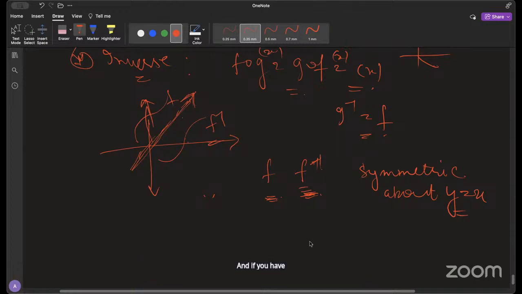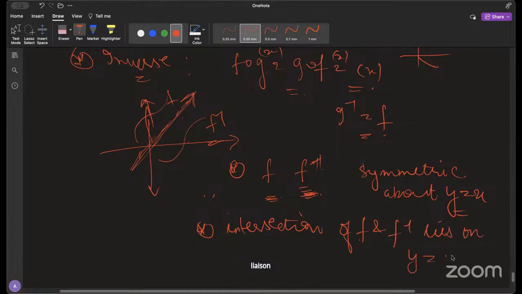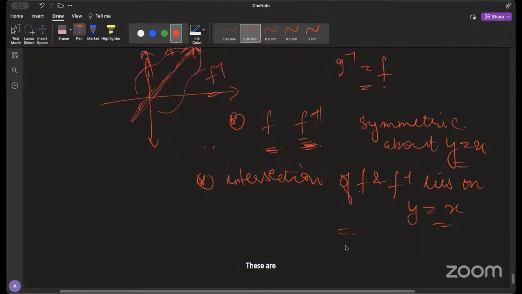And if you have to find the intersection of f and f inverse, the intersection of these two graphs lies on the y equals x line. The intersection of f and f inverse lies on y equals x. They're symmetric about this line, so if they were to intersect somewhere, they'll intersect on this line only. So that point will lie on y equals x as well. These are two things about the inverse function.